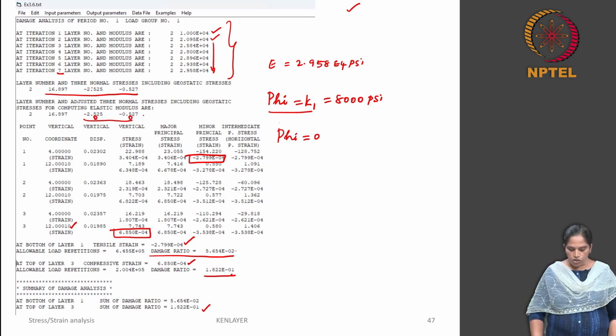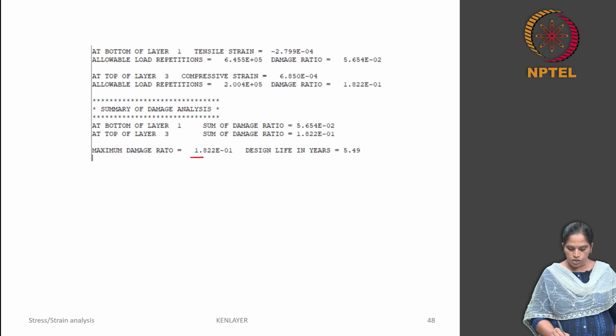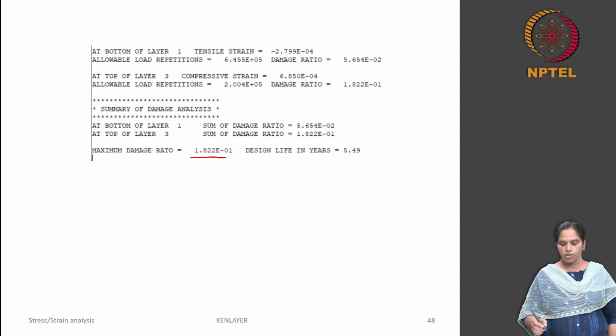Now if you want to find the design life of the pavement, the design life is based on the critical damage ratio. Here in this case it is rutting. So you see that the design life computed from the damage ratio of 1.822 E minus 1 comes out to be 5.49. So we see that the design life is less than 20 years.